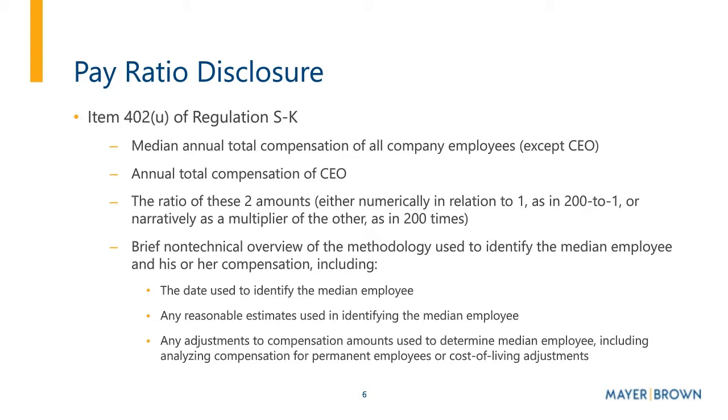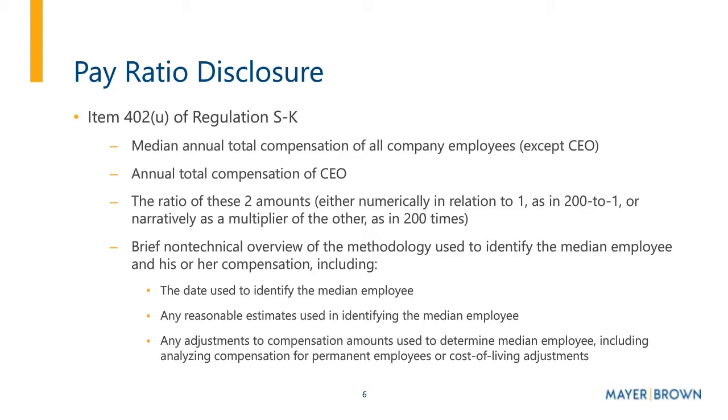As a quick refresher, Item 402(u) of Regulation S-K contains the pay ratio rule, and it requires issuers to disclose the median of the annual total compensation of all employees other than the CEO, and to compare that as a ratio to the annual total compensation of the CEO. The narrative disclosure should briefly explain the methodology that's used to identify the median employee and his or her compensation.